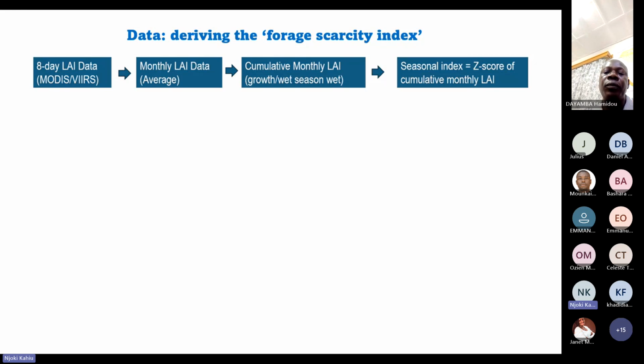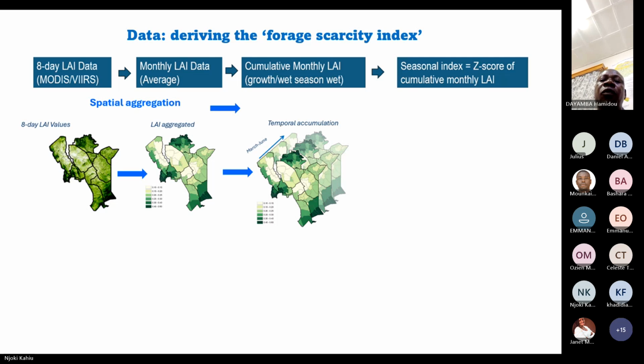So here we would be using 8-day LAI data. You have to do a temporal aggregation, and by that I mean you produce monthly LAI data by averaging across. If a certain date of your 8-day LAI data falls within a certain month from January through December, then you take the average for the dates that fall within that month. Then you do the cumulative LAI to be able to capture the season. As I said, season is key, or the growth season is key when you are doing the computations. Then you do a Z-score in this case.